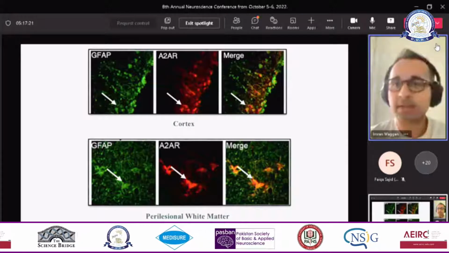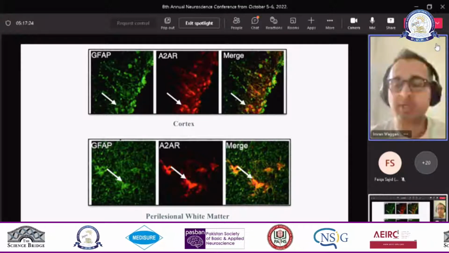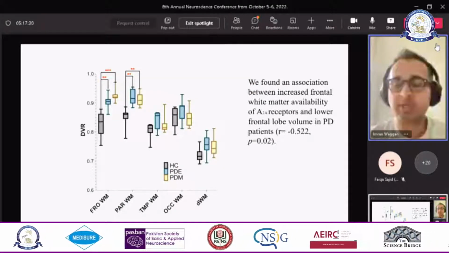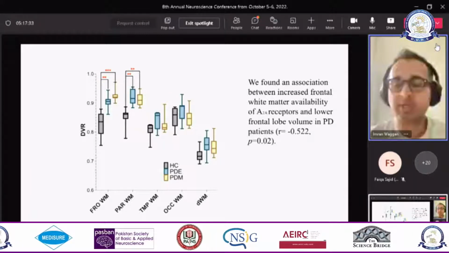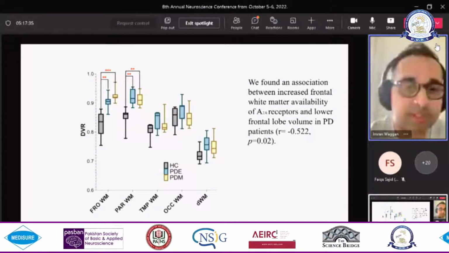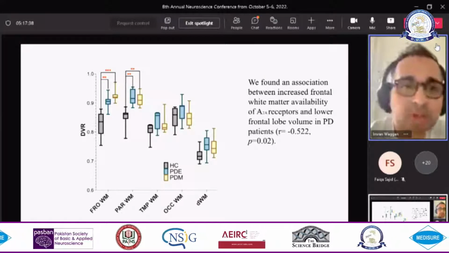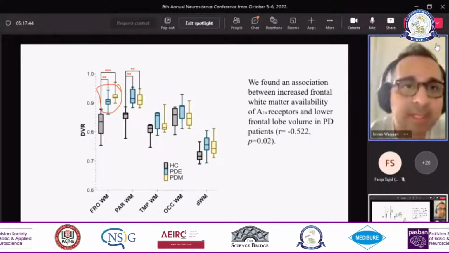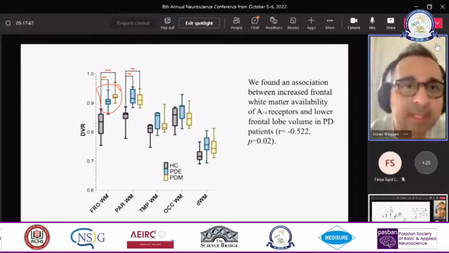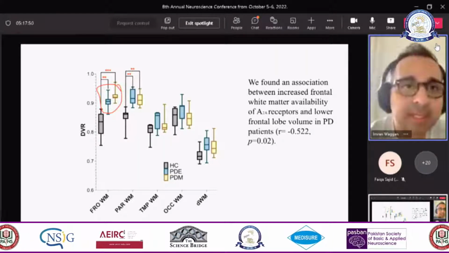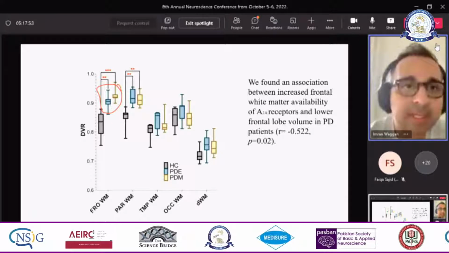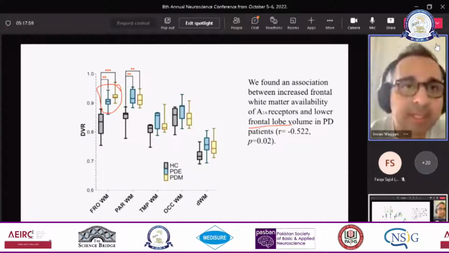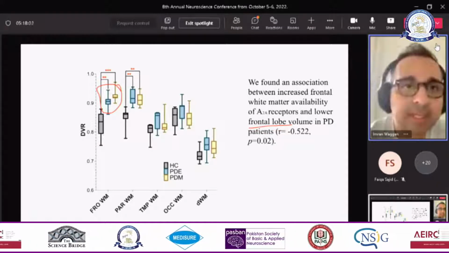We already had the data, and we decided to look into the white matter in Parkinson's. Indeed, in the same areas where David and colleagues found microglial activation, specifically the frontal and parietal areas, we found an increase in A2A receptor expression in both the early PD patients and the moderate PD patients. We also found an association between increased frontal white matter availability and lower frontal volume, suggesting that maybe A2A receptors have something to do with it.